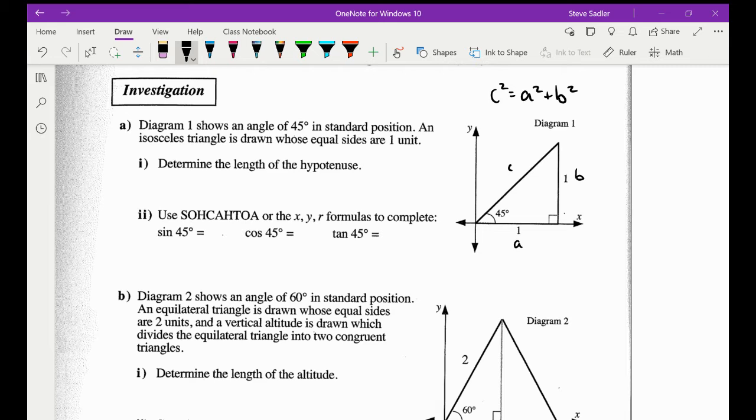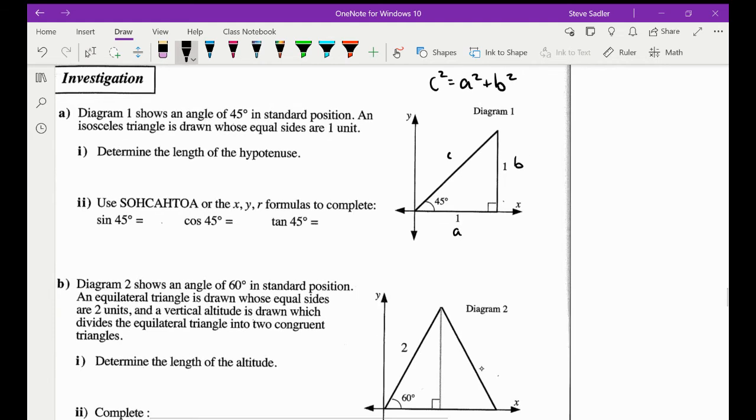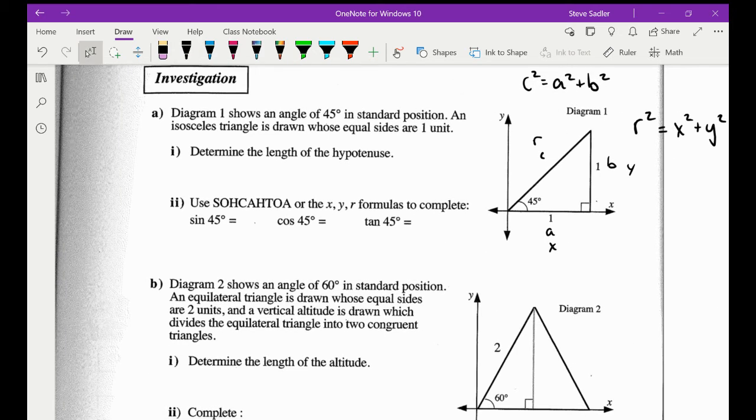And so we can determine the length of our hypotenuse just by saying, I think we used earlier in the unit, just so that I don't mess you up, we used r squared is equal to x squared plus y squared as well, because r would represent the radius. So in this case, we can say r squared is equal to 1 squared plus 1 squared. So r squared is equal to 2. 1 squared is 1 plus 1 squared is 1, which gives us 2. So that means we know that r is root 2.